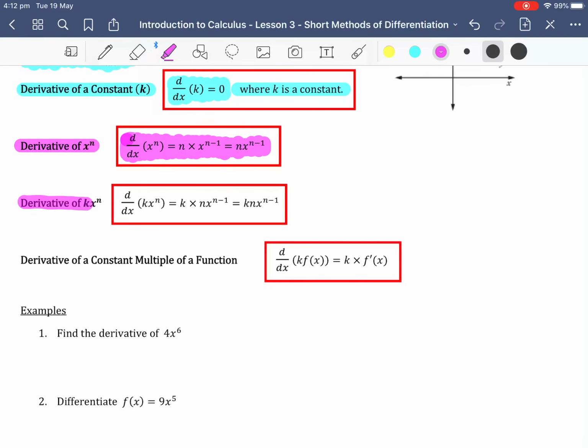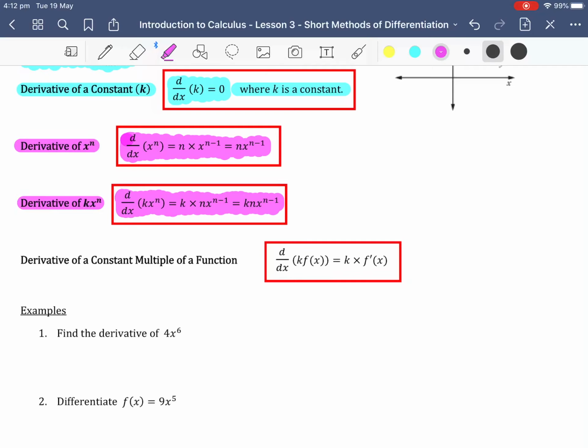So the derivative of kx to the power of n is d on dx of kx to the power of n equals k times nx to the power of n minus 1, which is knx to the power of n minus 1. This is just when we have a coefficient of our x squared.